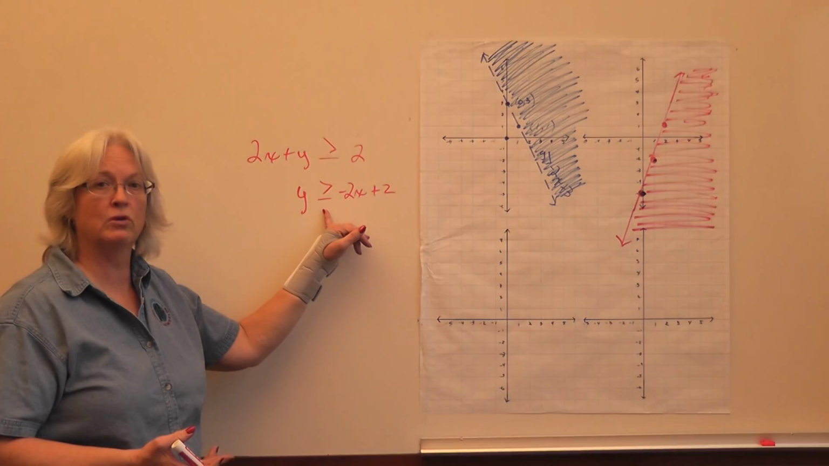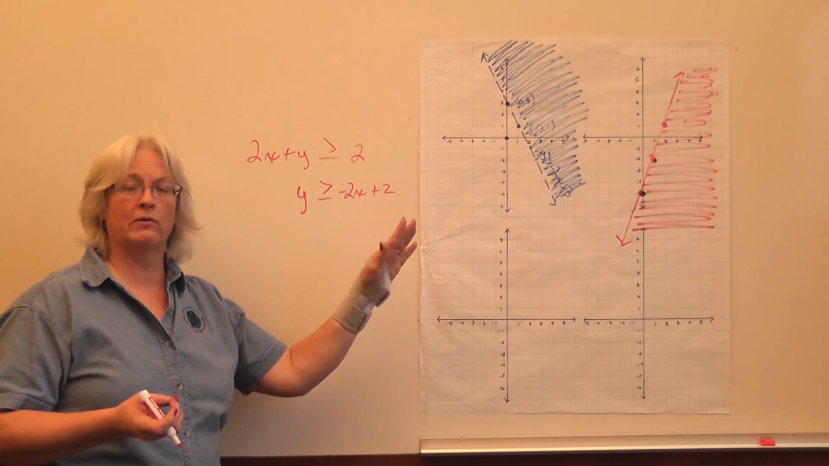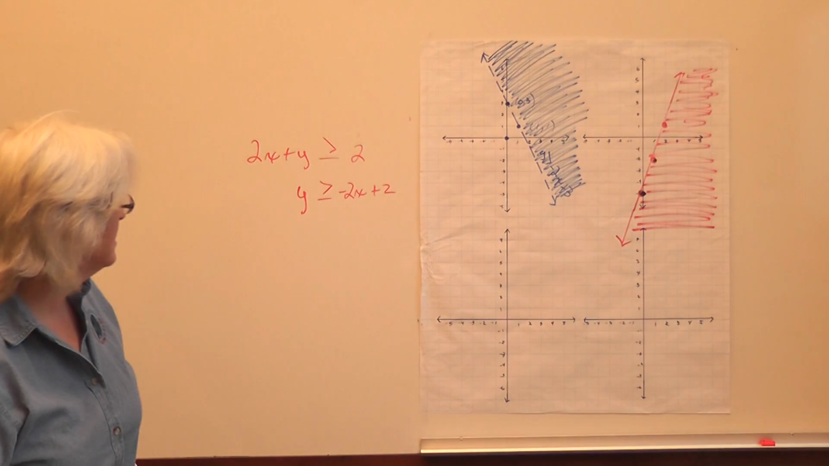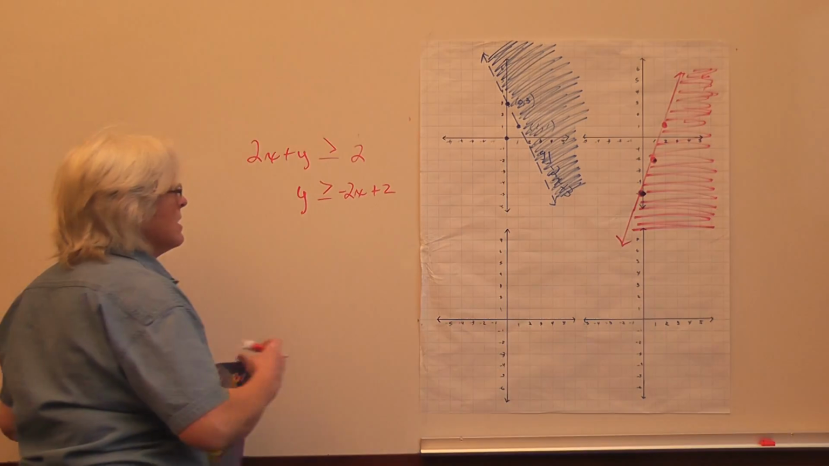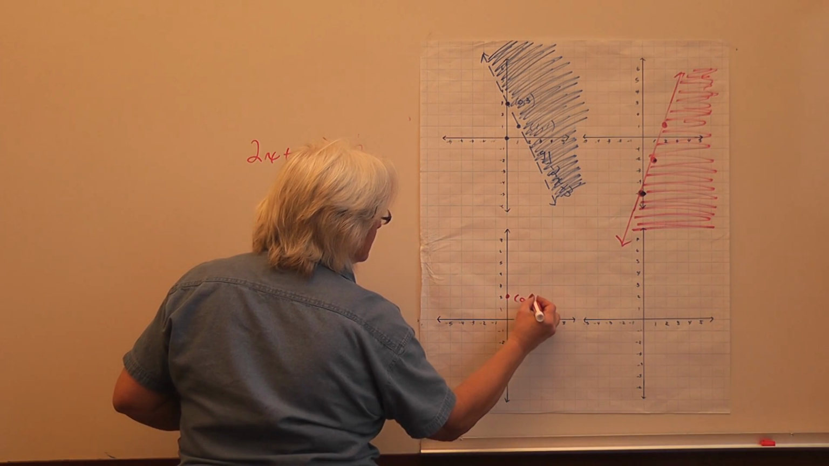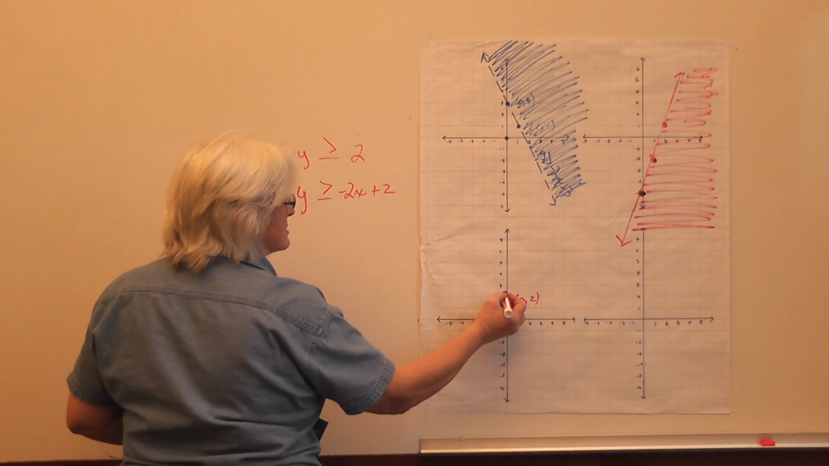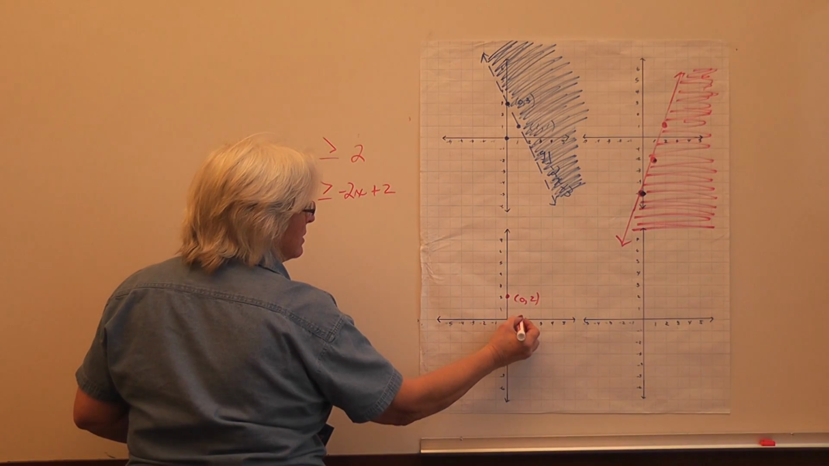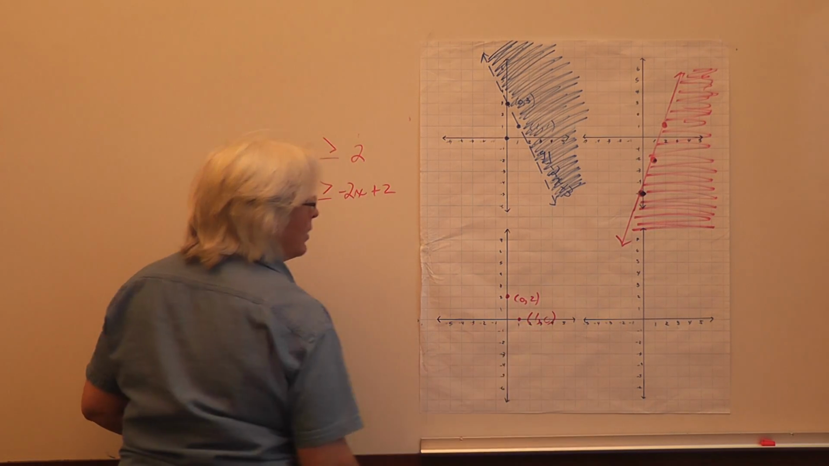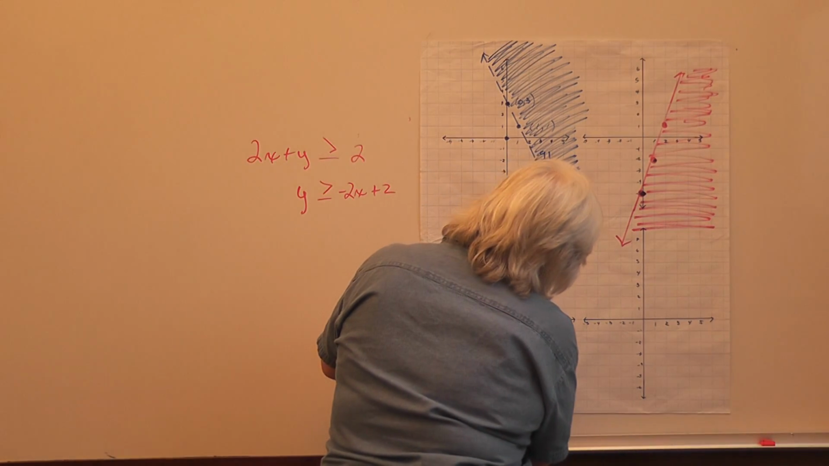Because we have y is greater than or equal to this, the graph of my line itself is going to be a solid line because it's part of the solution. So let's go ahead and graph this. The y-intercept is 2, x is 0, and y is 2. It has a slope of negative 2, so we go down 2 and over 1. x is 1, y is 0. We're going to connect the line with a solid line.